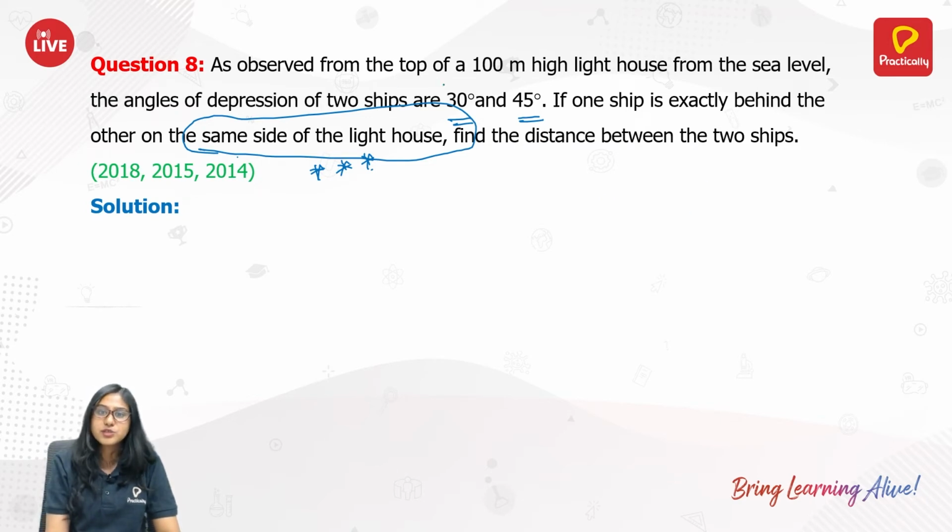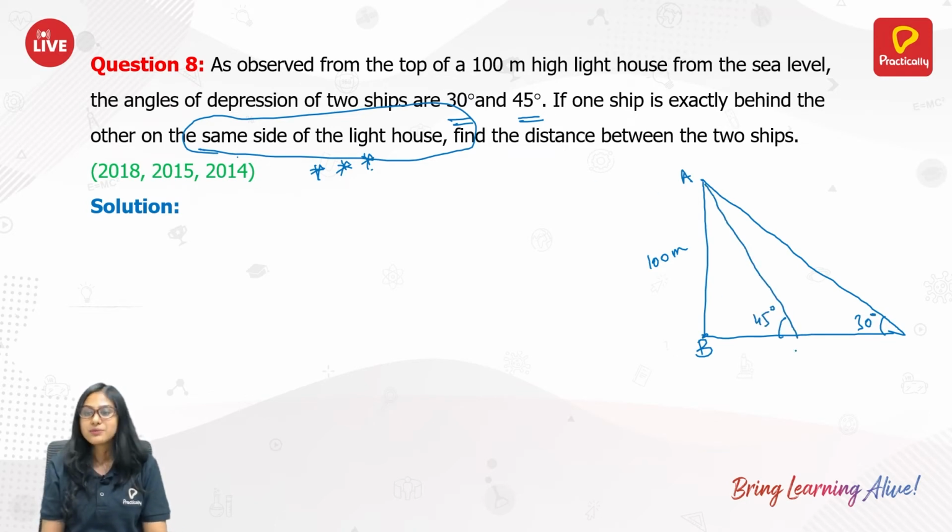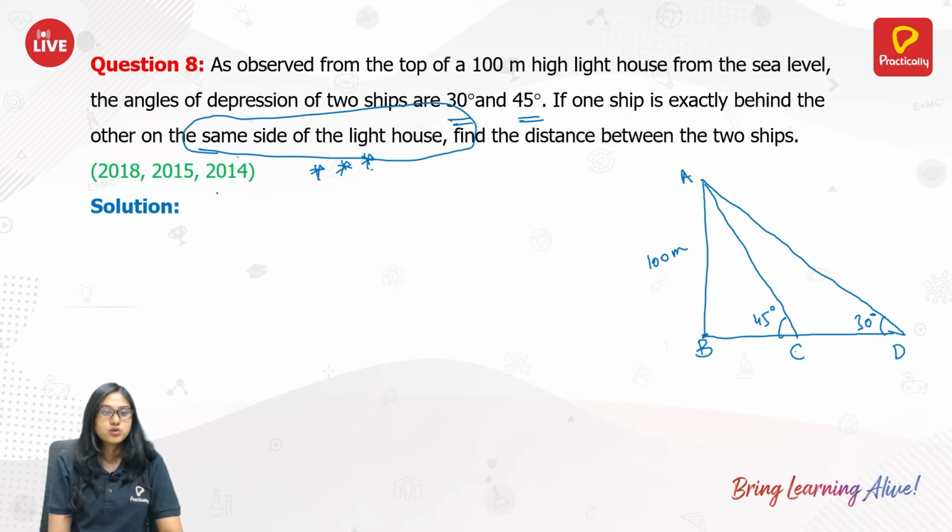Okay. First, let me just draw a 100-meter high lighthouse. This is the 100-meter high lighthouse. That is AB. On the same side it is there. So, obviously, this will be 30 degrees. And one will be 45 degrees. Correct? Let me name this also. Now, if one ship is exactly behind the other on the same side of the lighthouse, find the distance between the two ships. So, we have to find the distance between C and D. So, this is X, this is Y.